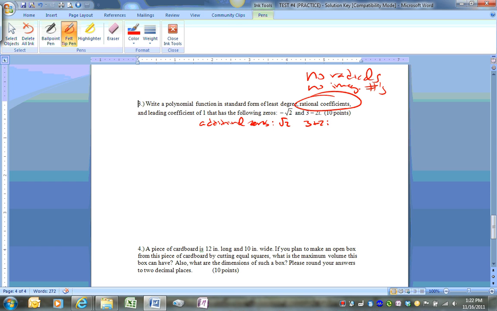So if you write it, you write x plus root 2, x minus root 2, x minus 3 minus 2i, x minus 3 plus 2i, and then you just work it all out.